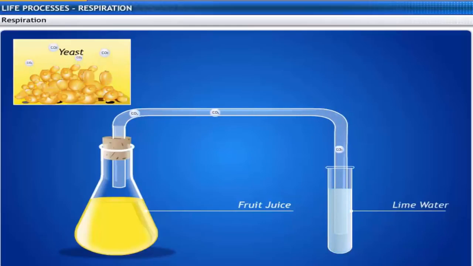From this activity, you can conclude that microorganisms release carbon dioxide. Yeast acted on the sugar present in the fruit juice and released carbon dioxide. This process is called fermentation.